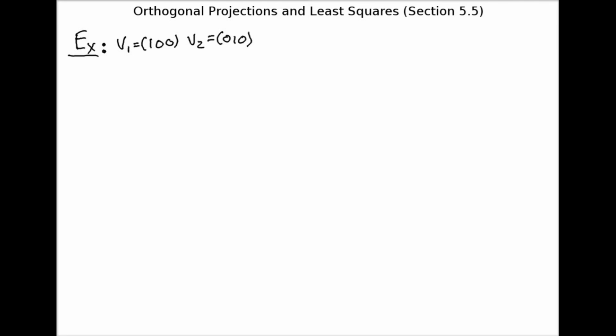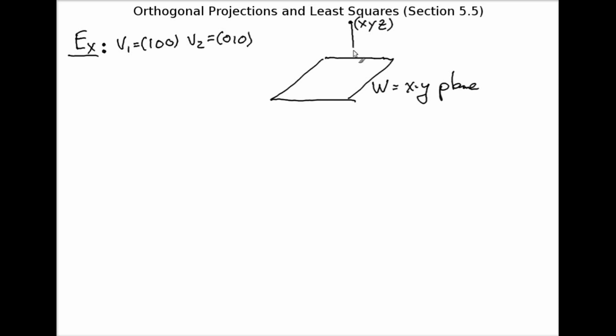Let's do a very simple example. Suppose v1 and v2 are these two vectors. That says that this subspace W is the xy plane. And the way you project a vector x, y, z, find the closest point in the xy plane, is you simply set the z coordinate equal to 0. And let's see how that works with the formulas we just had.